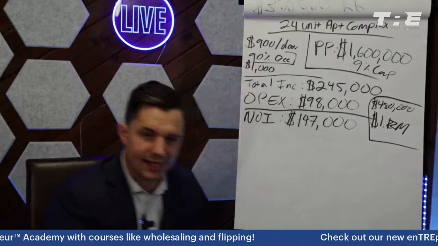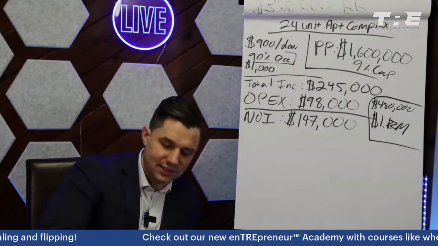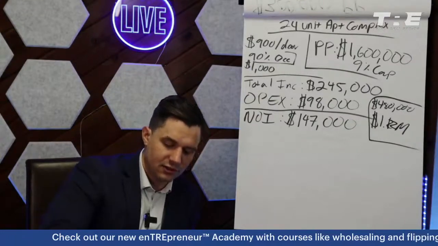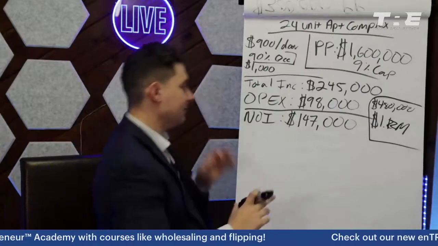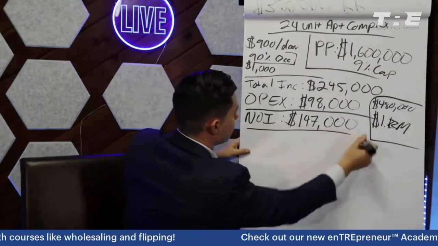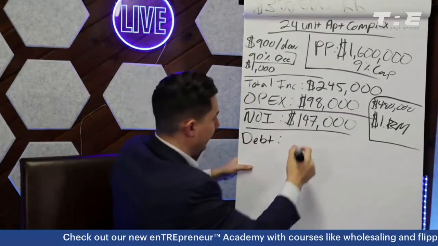All right, let's run it again at 7.5%. So times 0.075, interest only debt, first 5 years, $84,000 a year in interest only debt payments. All right, so there's our NOI. Here's our debt, 84 grand.